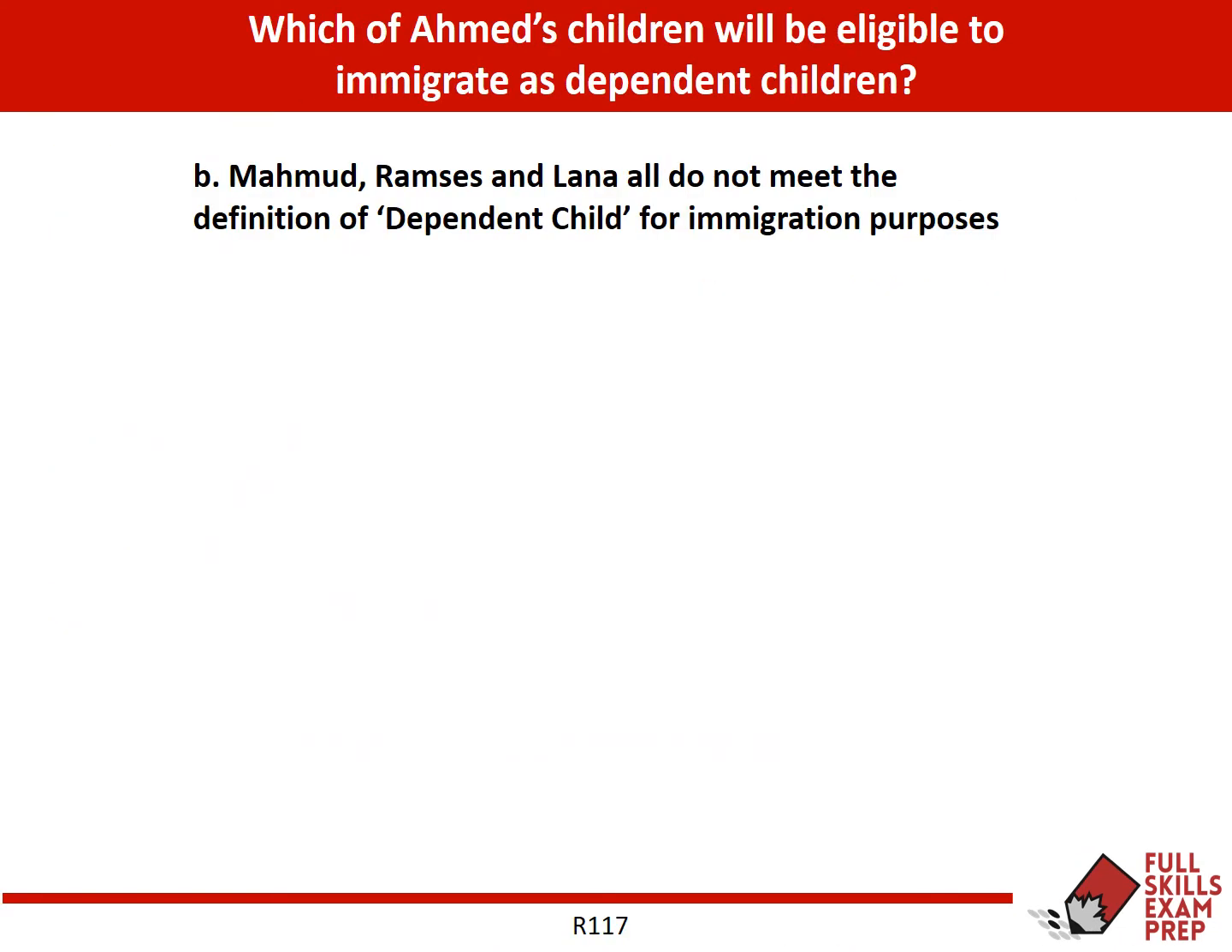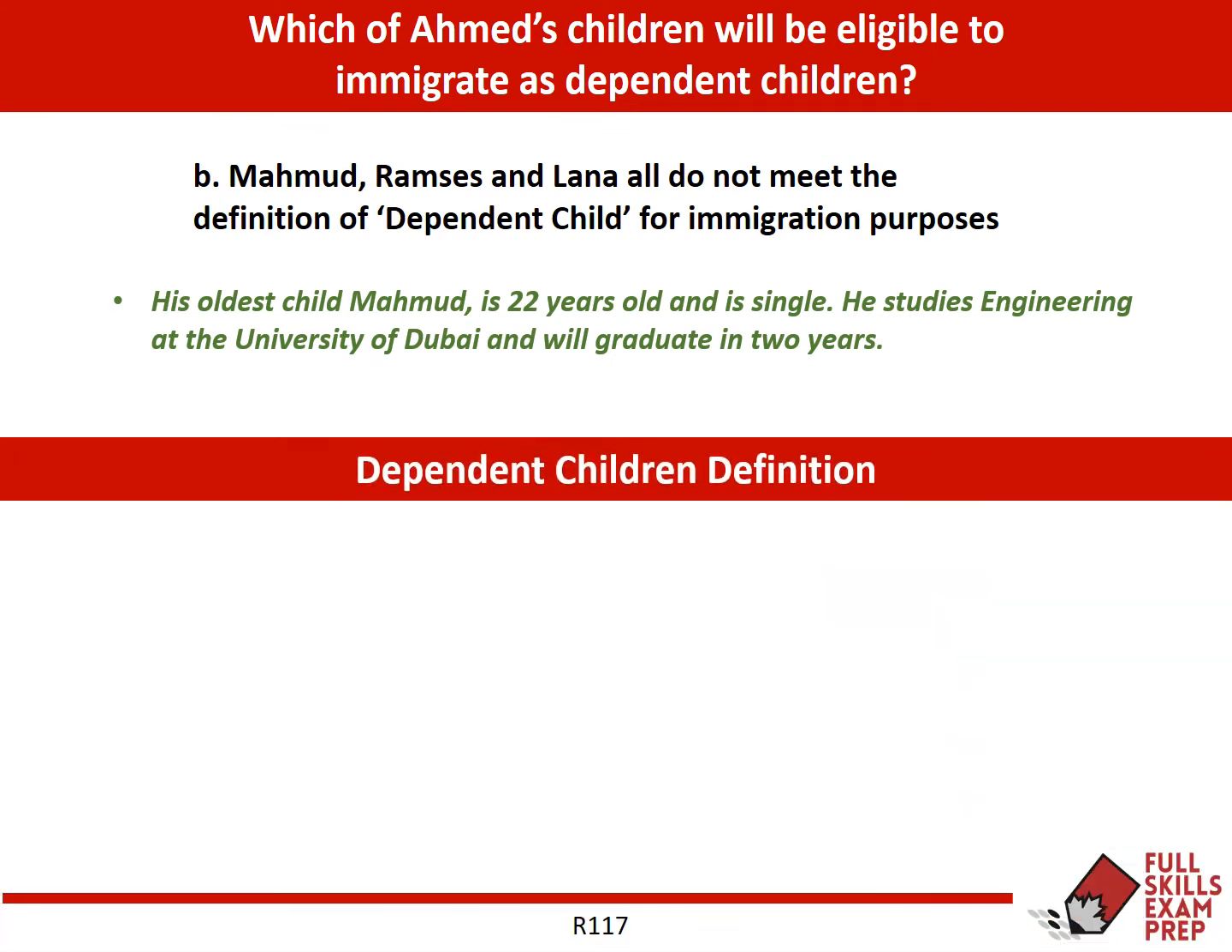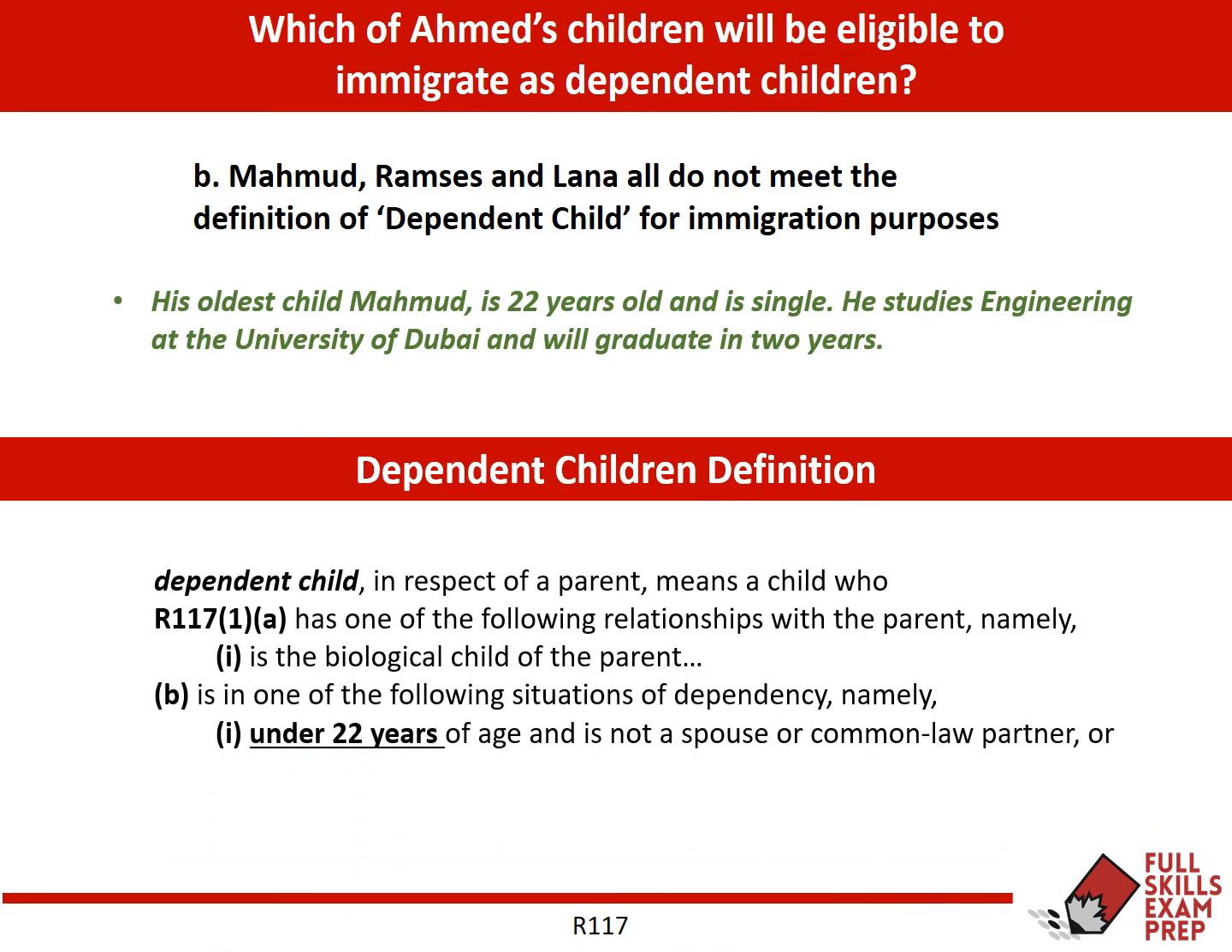All right, so let's see, do they all not meet the definition of dependent child? By understanding if they all meet or they all do not meet, it's going to really help us in deciphering what the correct answer is. So Mahmoud really holds the key to this. Now Mahmoud is 22 and single, so he's a student, and he's going to graduate in a couple years. Well, this one's pretty straightforward because he is 22, and regardless of him being single, it doesn't really make a difference because he simply doesn't qualify. So even though he's a student, even though he's single, he doesn't qualify simply because he's over the age of 22.